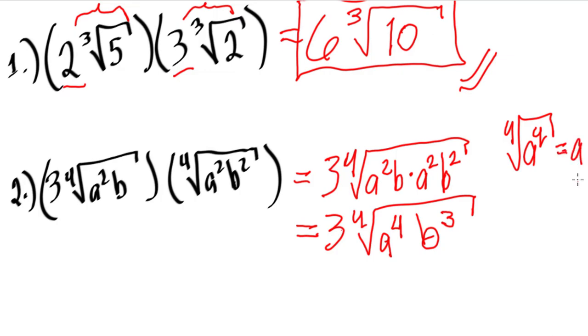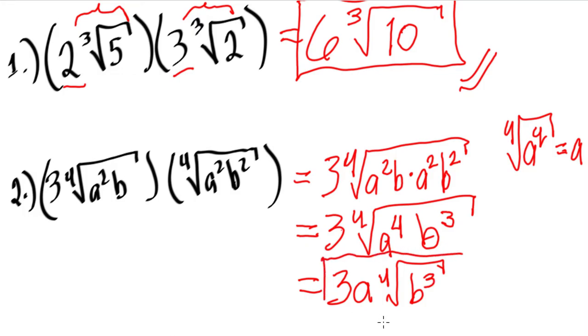So we're going to extract that outside. What we have is 3 times a, this becomes 3a, and then the 4th root of b cubed, and that will be our final answer for our number 2 solution. So that's for our number 2.